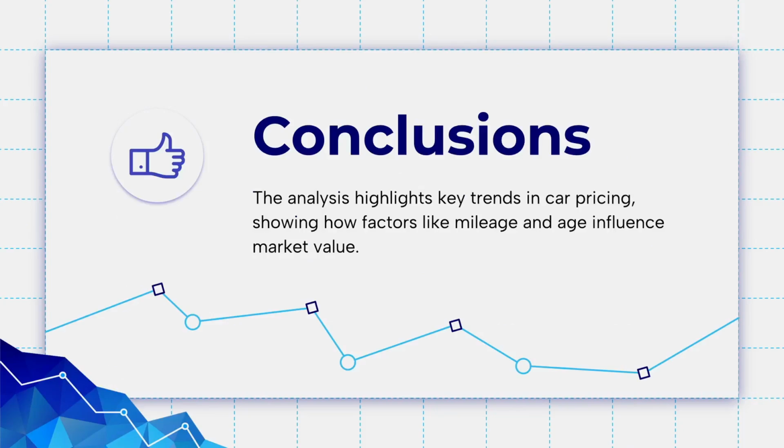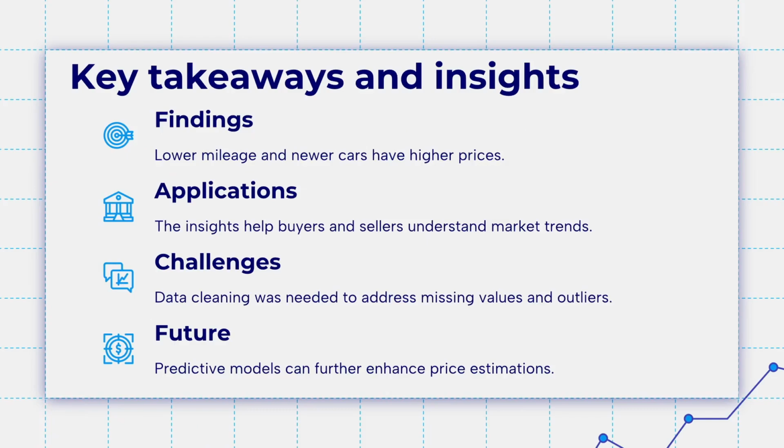In conclusion, this project highlighted several key trends in the used car market. We showed how factors like mileage, age, and brand reputation significantly influence car prices. By addressing challenges like missing data and outliers, we ensured the accuracy of our analysis. Our insights can help buyers understand market trends, like knowing that newer, low-mileage cars typically cost more, and assist sellers in pricing their cars competitively.